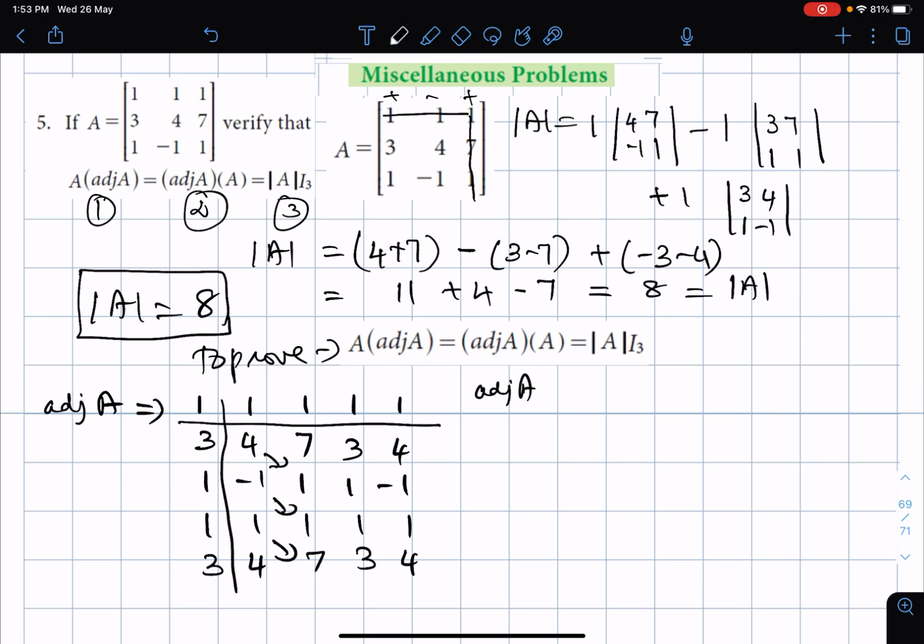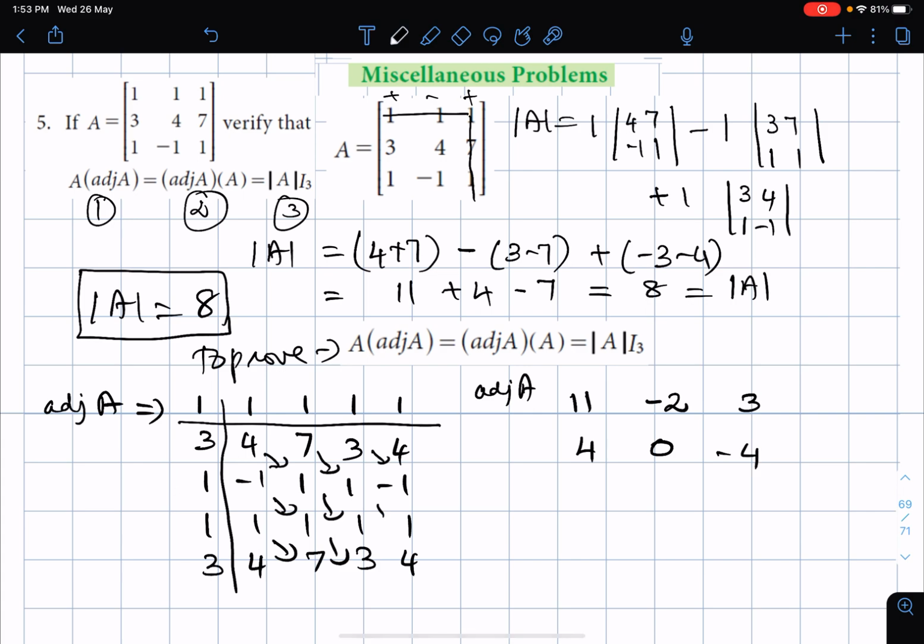Okay. So 4 into 1, 4 plus 7, is going to give you 11. Then minus 1, minus 1, so minus 2 is the second element. And third one, 7 minus 4, so it is going to be 3. So multiply column wise and write it row wise. Second column will give you the second row. 7 minus 3 gives you 4. 1 minus 1 gives you 0. 3 minus 7 gives you minus 4.